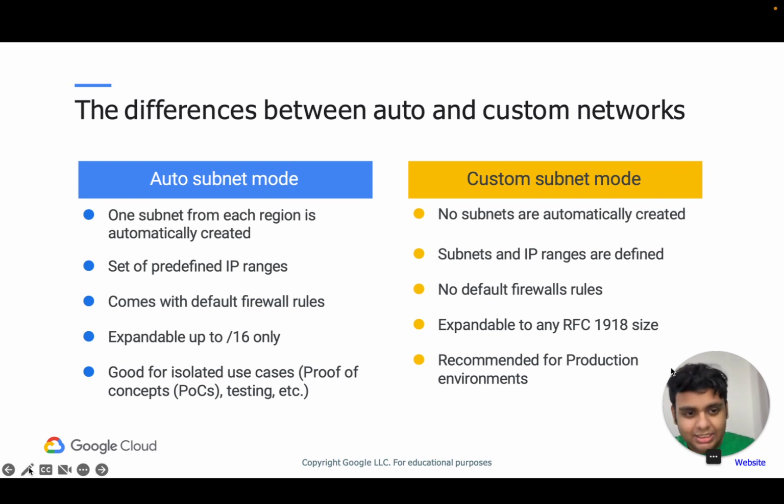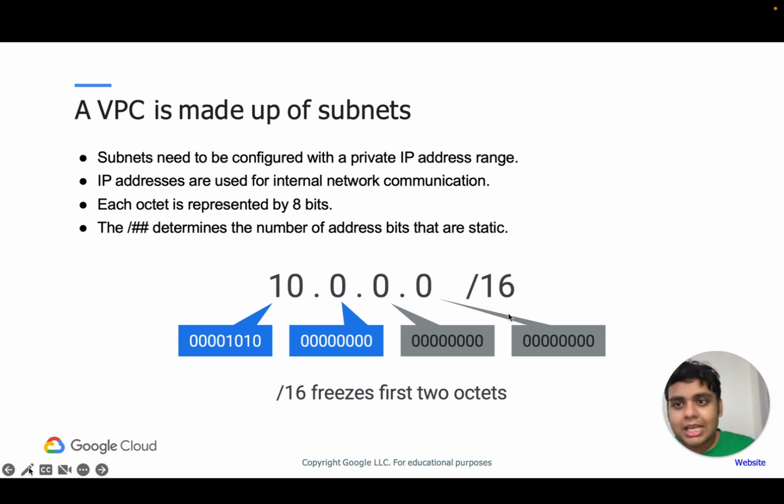So that's something that comes in networking. If you read more about networks, you'll learn about these sizes also. And it is recommended for production environments. So auto is for proofs of concept and testing, and custom is for production environments when we are actually working on the product. So a VPC is made up of subnets. We talked about that, right?